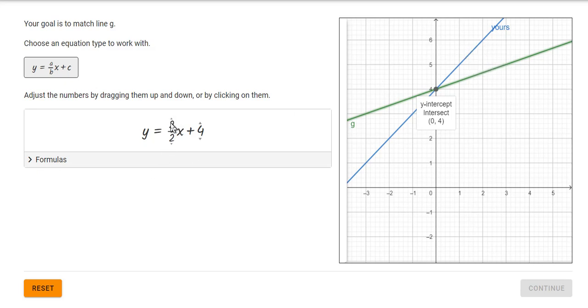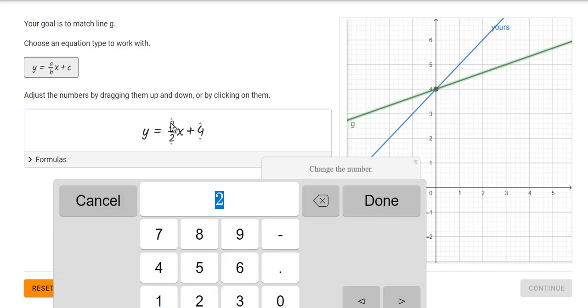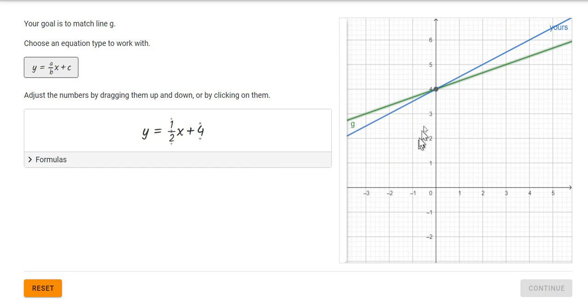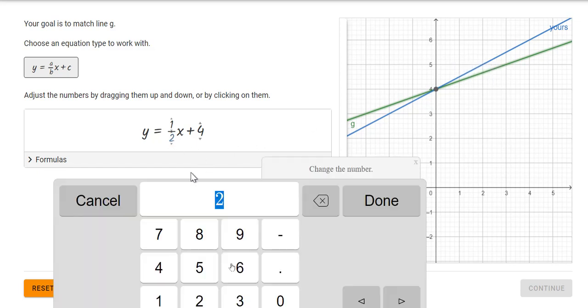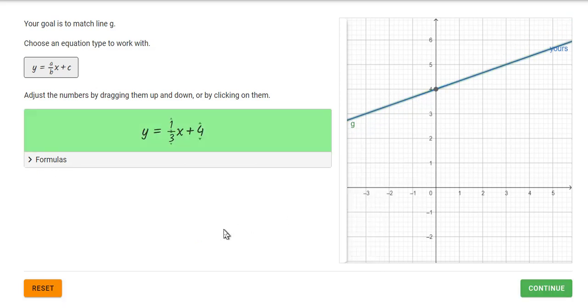So I'm going to tap on this and I'm going to say change to 1. So it does. And then I need to tell it, you need to move to the right 1, 2, 3 spaces. So we're going to tap on that, move it to the right 3. And there you have it. That is the equation of the line.